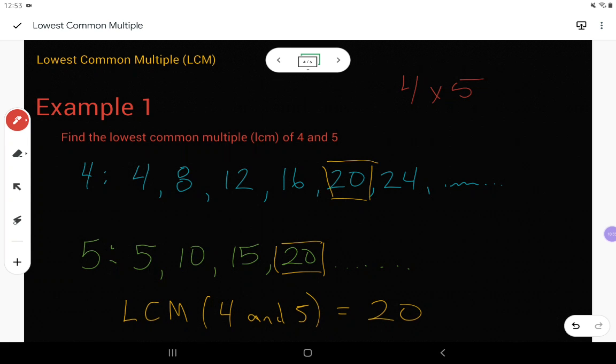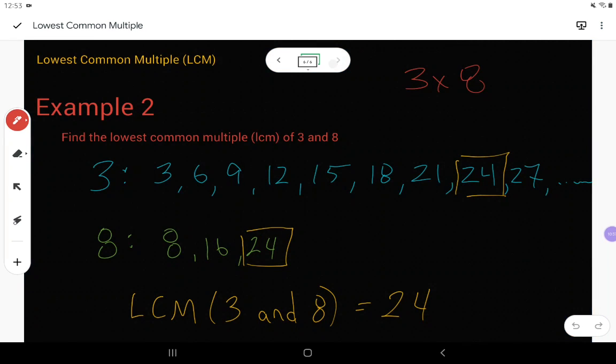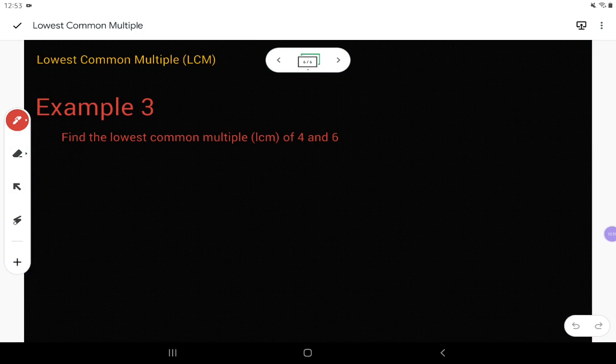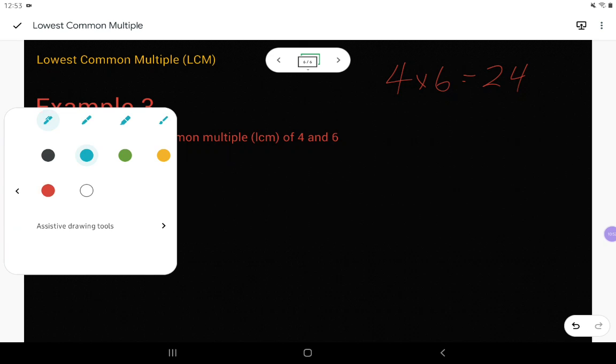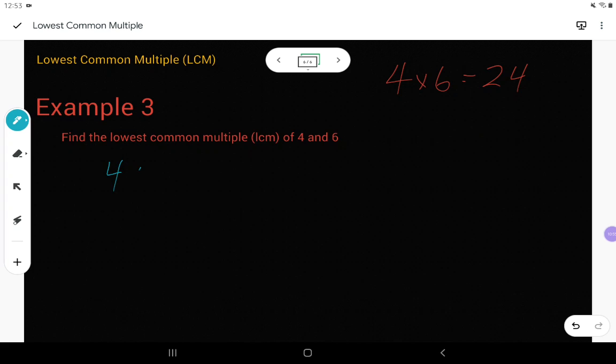So does it always work like that? What if I was trying to find the lowest common multiple for 4 and 6? I could just go 4 times 6 and get 24. I have a common multiple at 24. But remember, I said we are curious about the lowest common multiple. So I have to see, is there one before that?